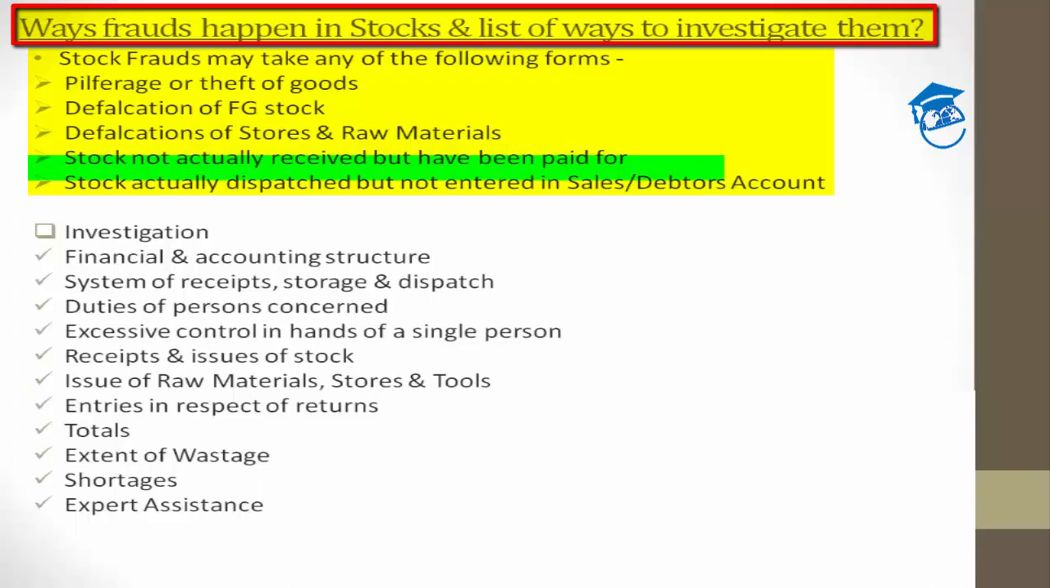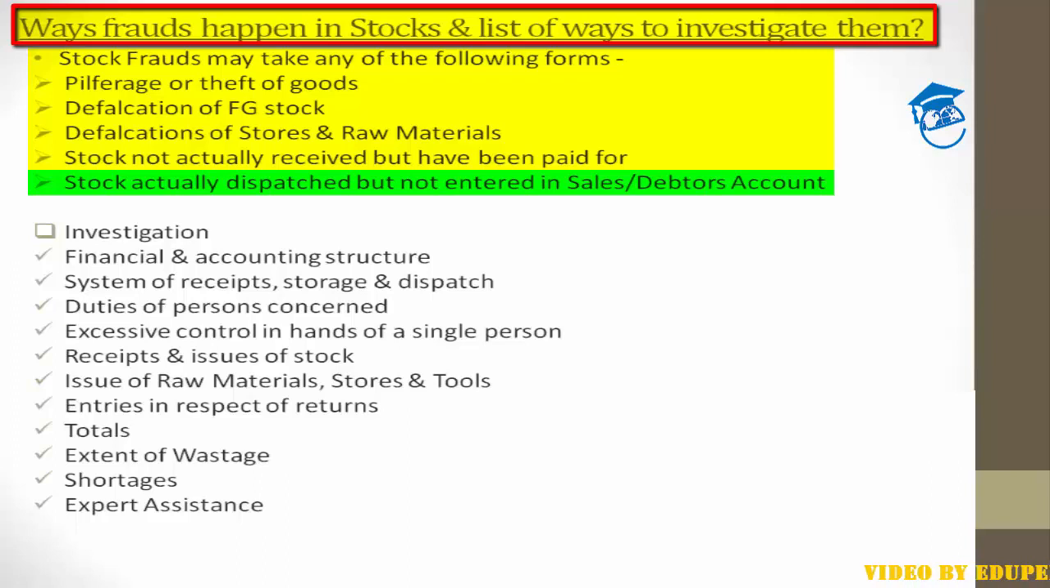Number 5, stock actually dispatched but not entered into the sales and debtors account. Stock has already been dispatched. Let's suppose Ram asks you for a particular stock of 1 lakh units. You have already dispatched the same, but you didn't enter it in your sales. You've already released the stock. Now that will simply mean that inventory has decreased. However, you have not compensated the same with your sale or by hitting the debtors account. Now again, this is something very crucial wherein stock fraud usually happens. These are the 5 major instances wherein stock frauds can happen.